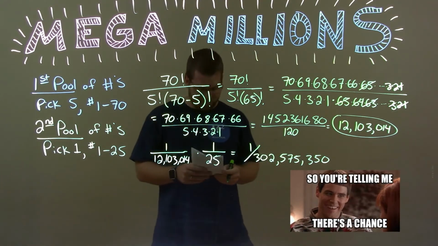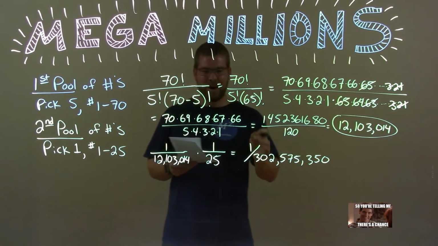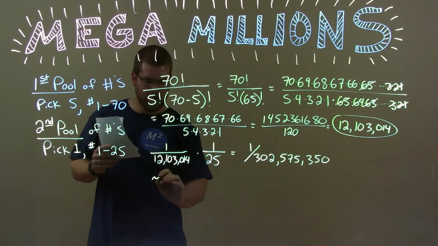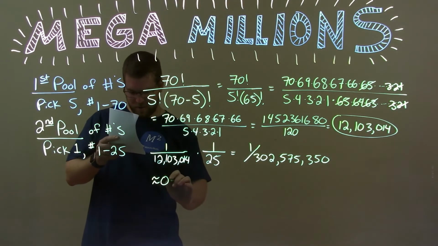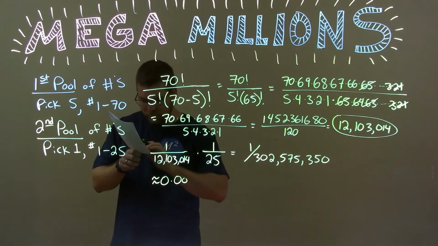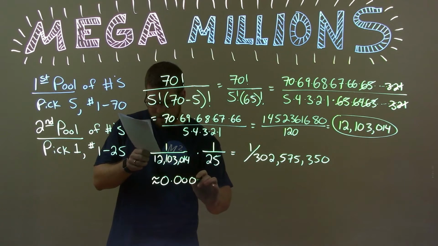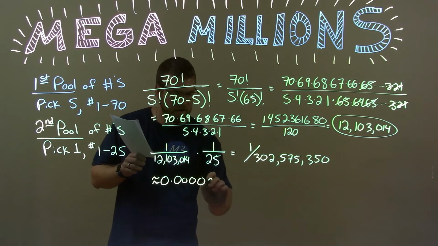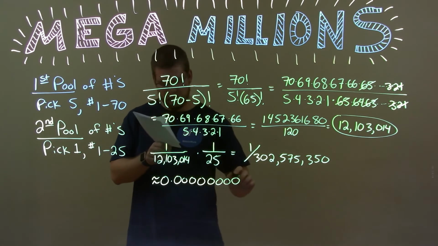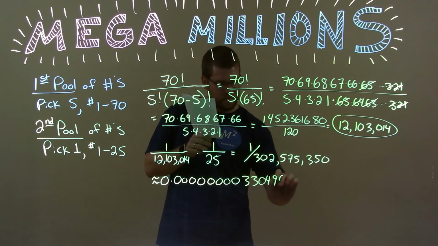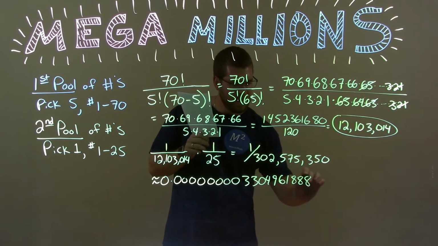Pretty slim odds there. All right, so what is that actually as a decimal? Well, approximately, that as a decimal is 0. How many zeros? I think it's 8 zeros. 1, 2, 3, 4, 5, 6, 7, 8 zeros. Then 3, 3, 0, 4, 9, 6, 1, 8, 8, 8.